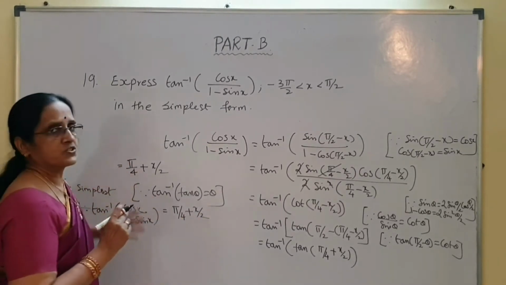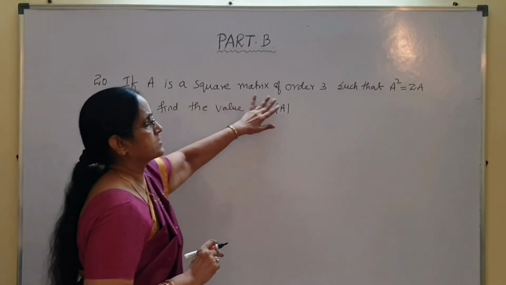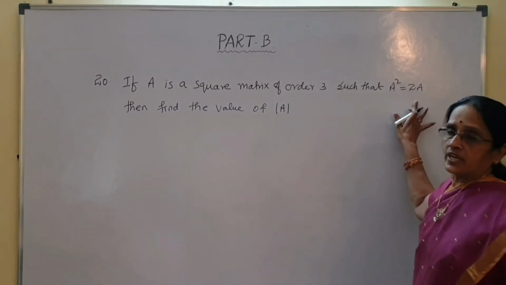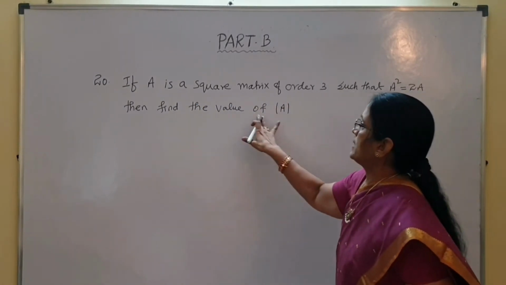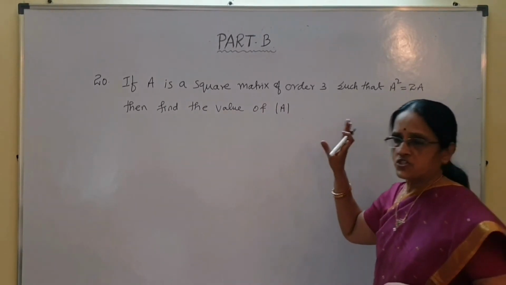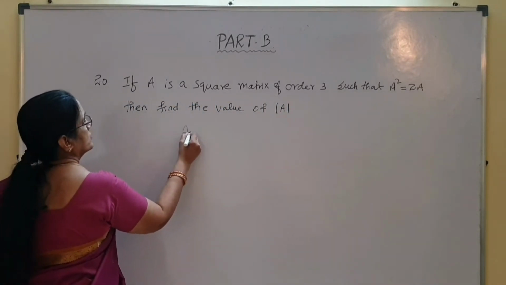Now let's move on to question number 20. Here, if A is a square matrix of order 3 such that A square equal to 2A, then find the value of determinant of A. It is a very straight question. Let's do it now. What is given to you?